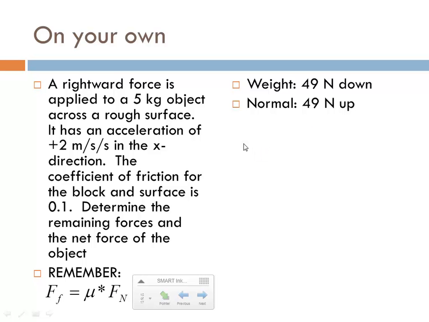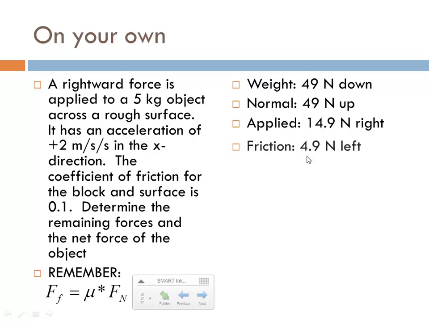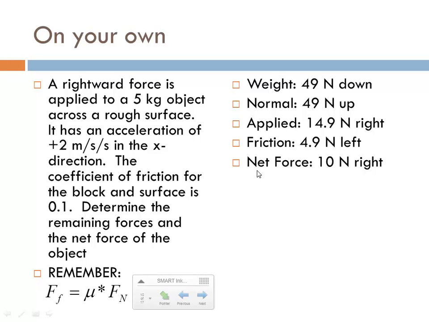Next I have the applied force. The applied force is 14.9 newtons to the right, and the frictional force is 4.9 newtons left. The frictional force should be pretty straightforward. It's just the normal force times 0.1. If I subtract these two, because that's the only way I've got an unbalanced force, in the x direction, I get 10 newtons right for my net force.